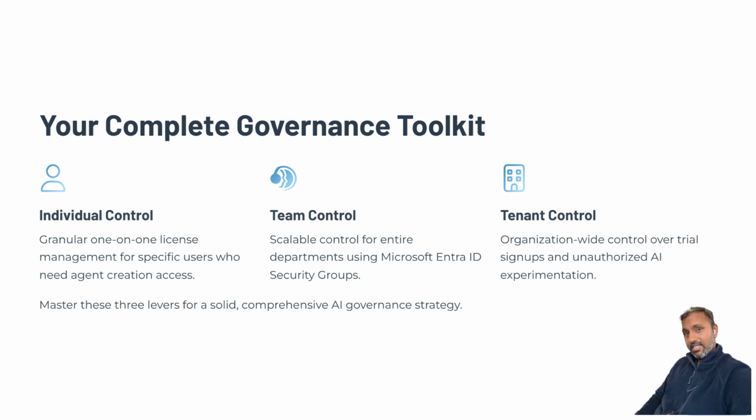Okay, let's pull all these pieces together. We'll put it into a quick reference guide that basically summarizes your whole governance strategy. So here's your toolkit all in one view. You've got that granular one-on-one control with the individual license. You have scalable control for whole teams using security groups, and you've got that tenant-wide control over trial signups. Mastering these three levers, that's the key to a really solid governance plan.